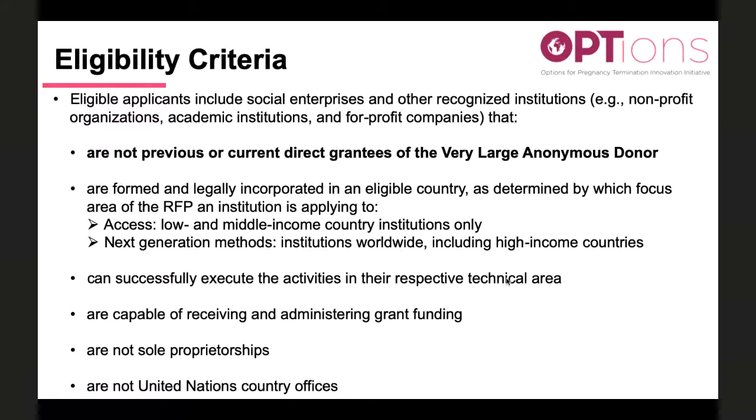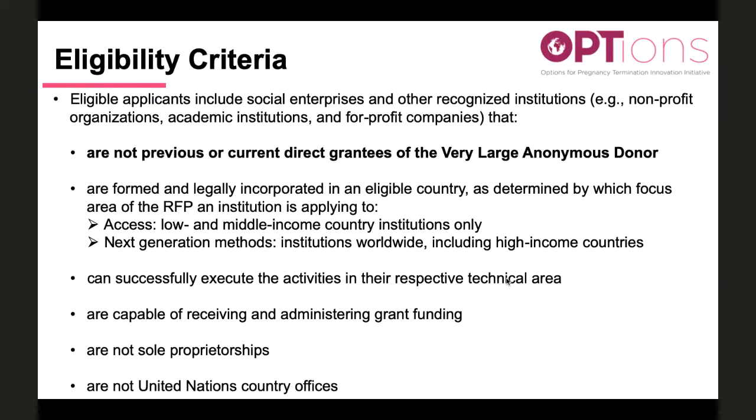Looking at geographic restrictions again, for the access category, improving access to existing methods of abortion, this area of focus is only open to institutions that are legally incorporated in a lower middle income country themselves. Again, this is a change from round 1 if you were familiar with our RFP from last year. So only low and middle income country institutions are eligible to apply to that first area of focus.